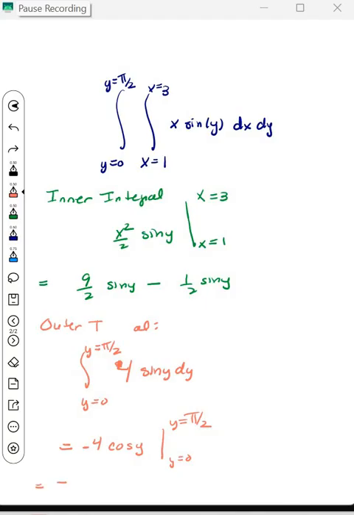And so when I plug in these values, I get cosine at pi over 2 minus that. And cosine at pi over 2 is 0, so it drops out, and cosine at 0 is 1. So I just get a 4. There we go. That's number 1.